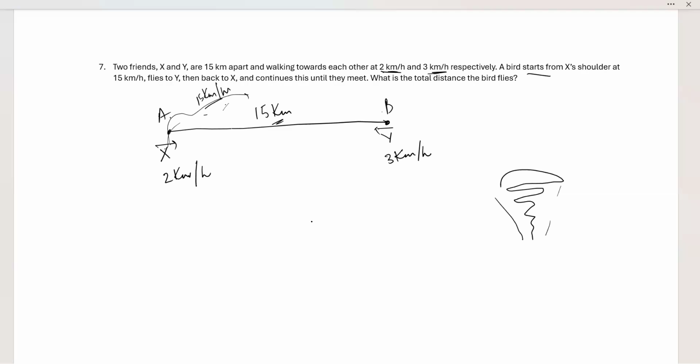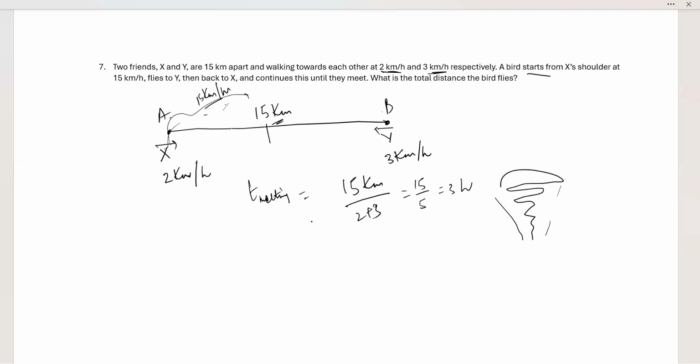So and this duration can you find out, वो कब तक ऐसे करती है, बैक एंड फोर्थ कब तक करता है बर्ड, जब तक ये X और Y मीट नहीं कर देते. So what is the meeting time? This is very simple. 15 kilometers is the distance. They both are traveling towards each other, means the speeds should add. The rate of speed should add. So 2 plus 3. So this is 15 by 5.